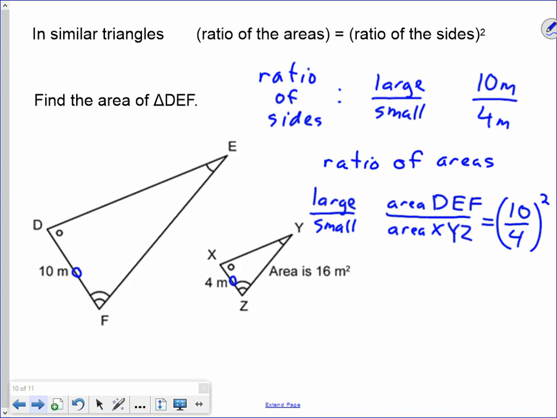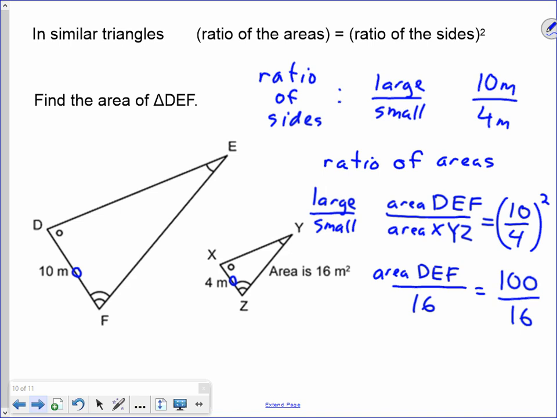Now, we know the area of one of our triangles. We know that the area of triangle XYZ is 16. So we can sub that in there. Area DEF over 16 is equal to, and we know from our rules of exponents here that if we've got something in brackets with the exponent on the outside, we apply the exponent to both, in this case, the 10 and the 4. So 10 squared is 100, 4 squared is 16.